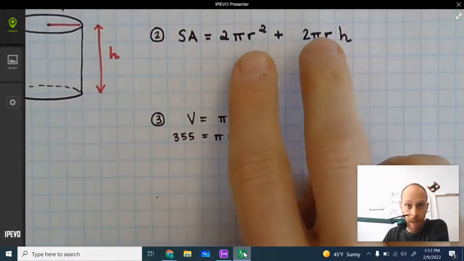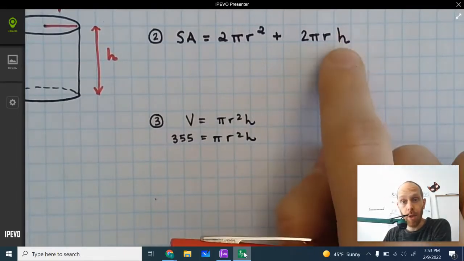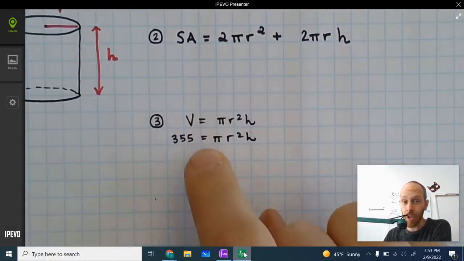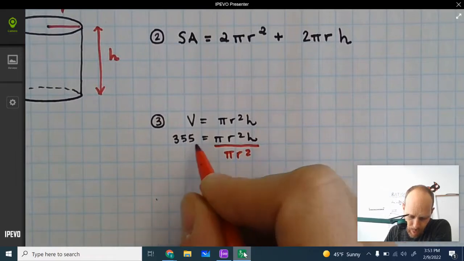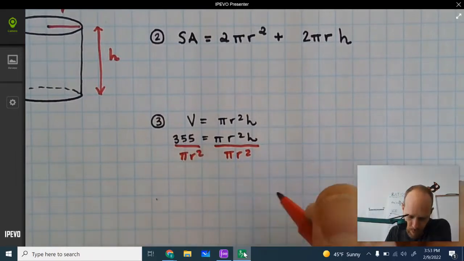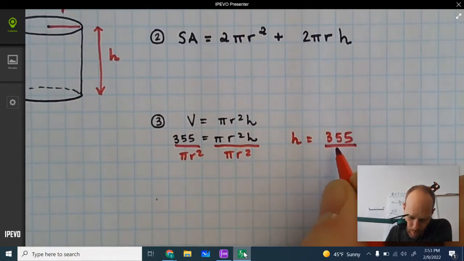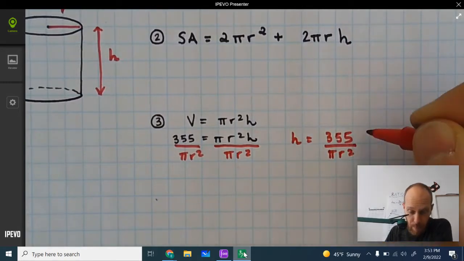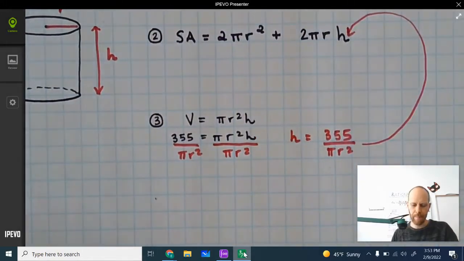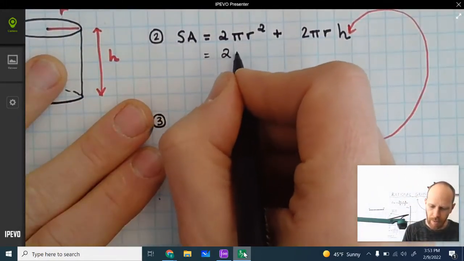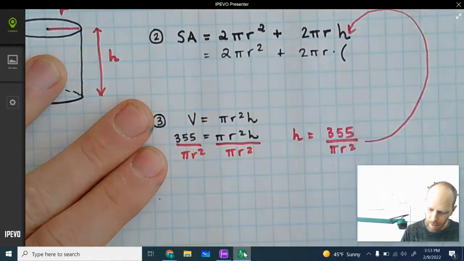Right now, we got two variables. We've got r, see that? Do you see that we've got radius in two places? And we've also got h. So what I'm going to do is get rid of that h by taking our constraint equation and dividing both sides by pi radius squared, so that we arrive at the height has to be equal to 355 over pi r squared. I'm going to bring that up here. I'm going to plug it in. So now the surface area is this plus 2 pi r times this.